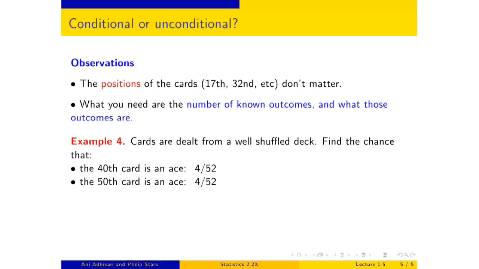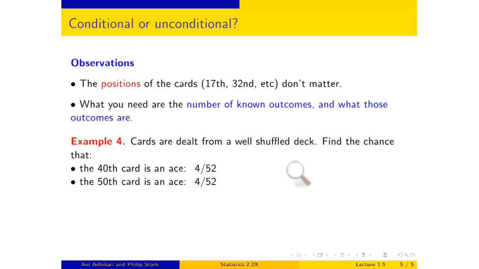Let me take a moment now to address those people who are thinking, well, wait a minute, the 40th card was an ace. The 40th card was not an ace. I didn't say it was. I asked you to find the chance that it was. If I ask you to find the chance that you win the lottery, trust me, I'm not telling you you've won the lottery. So the chance that the 50th card is an ace is the same as the chance that the 40th card is an ace, is the same as the chance that the first card is an ace, which is 4 in 52.